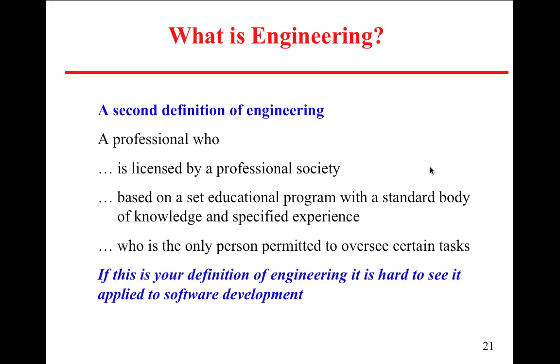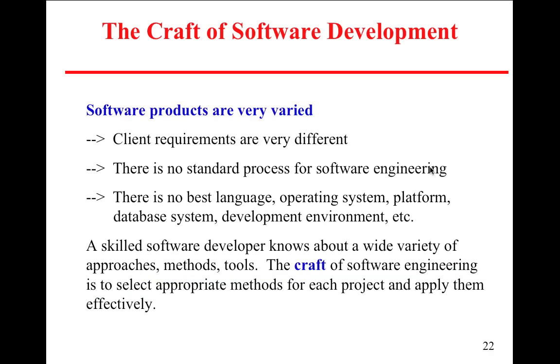So in terms of what is engineering, and how it applies to software engineering, a second definition might be association with a professional who is licensed by a professional society, perhaps might be an engineer, based on a set of educational program standards, knowledge, specified experience. So there are many different ways of putting a label on what software engineering is all about, or what engineering in general is all about. In most parts, it's a craft.